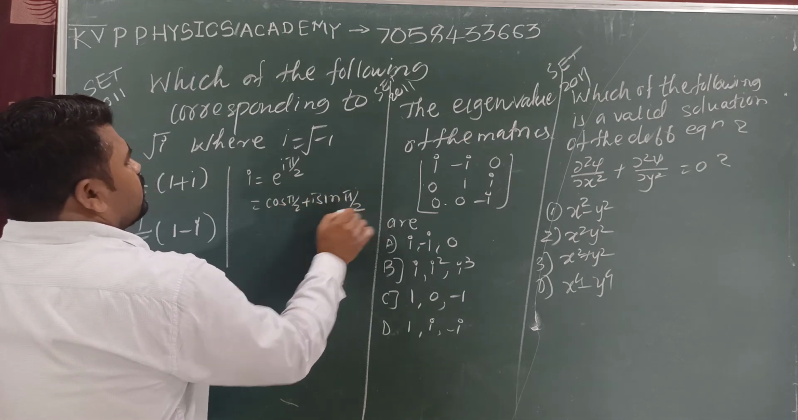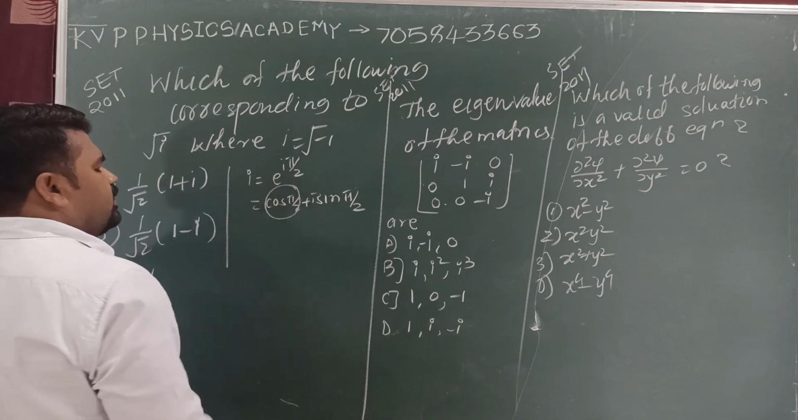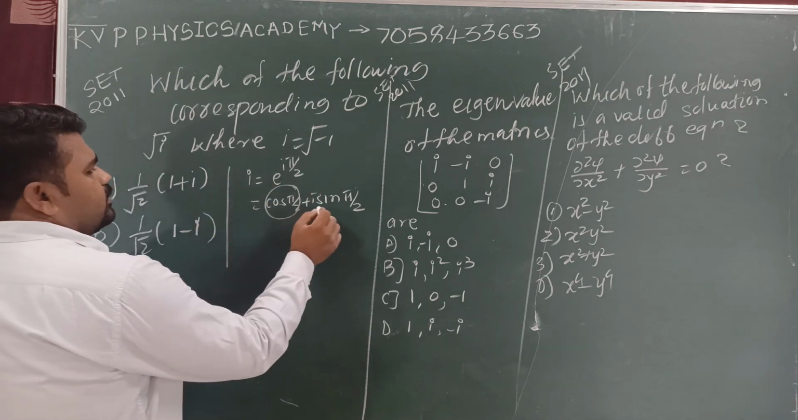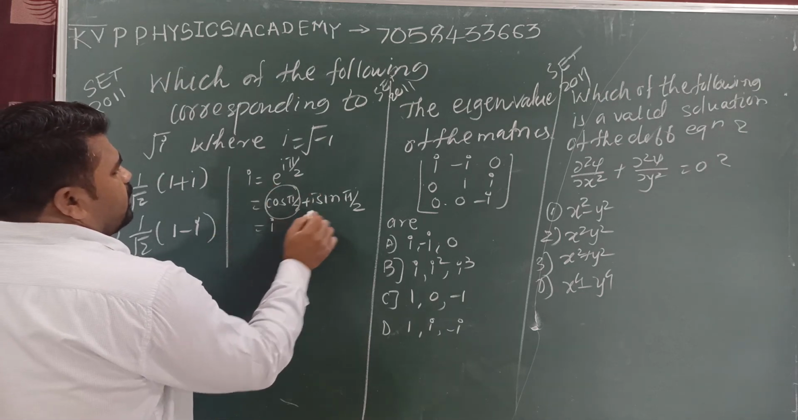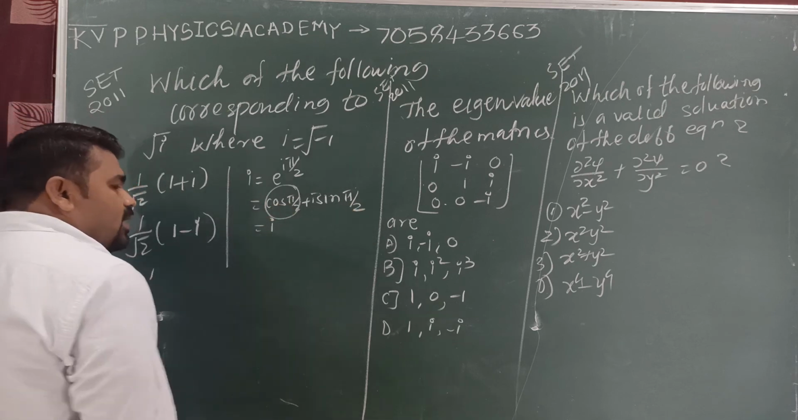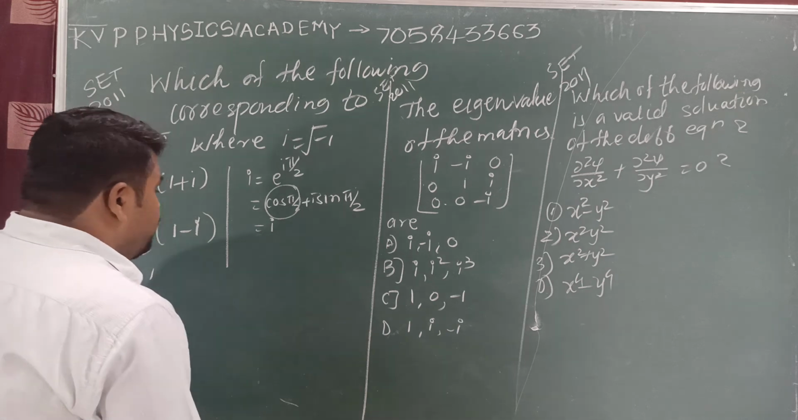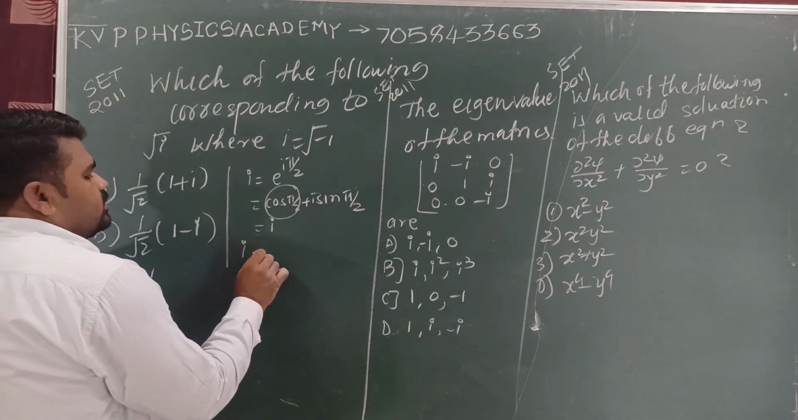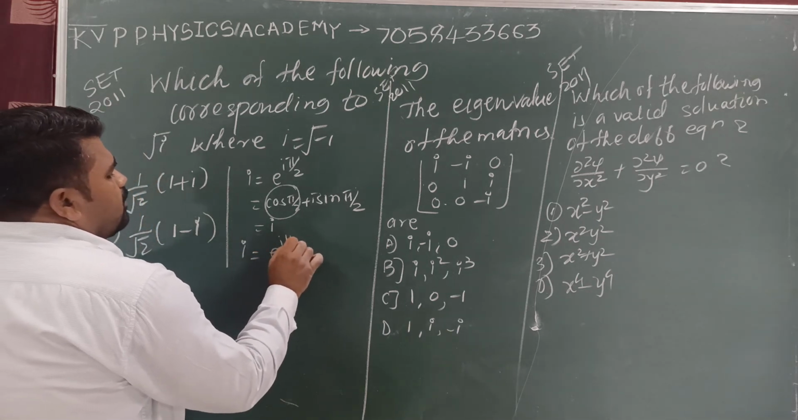Okay. Cos pi by 2, that is cos 90, is 0. And i into sin pi by 2. Sin pi by 2 is 1. Means i is equal to i. Yes or no? i is equal to i. Means what is the value of i? i can be written as e to the power i pi by 2.